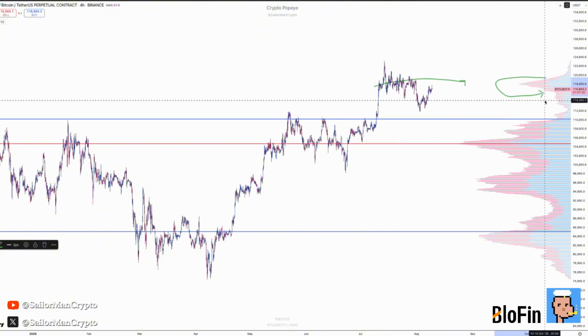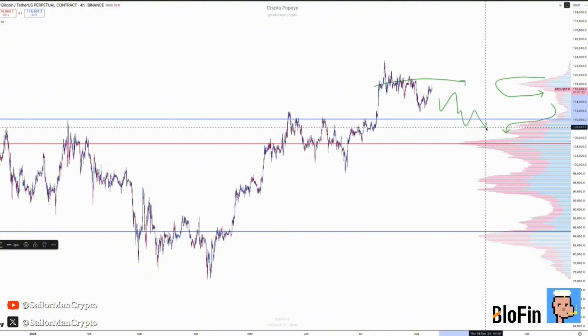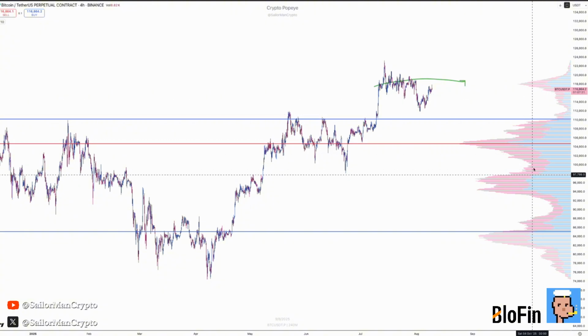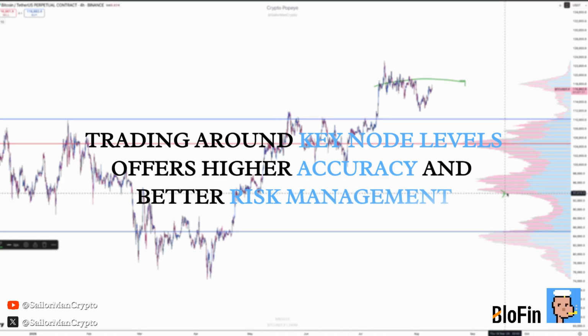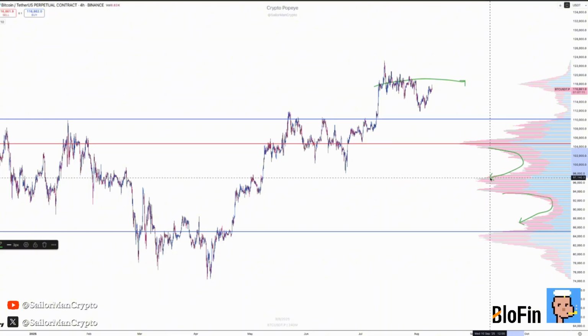If we fail here, you can say, okay, I see that here there is nothing. You see this area is pretty empty, so I'm waiting for a test down here at 107 because there is not much exchange, not much support, not much resistance along this level, so I prefer to trade on the key nodes. I don't like to trade here, and I know that probably these levels are filled pretty quickly.